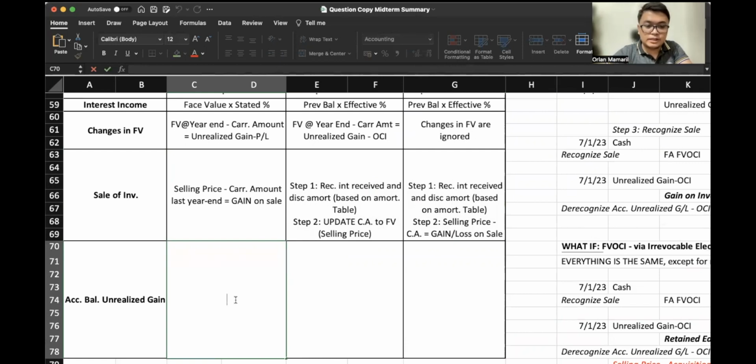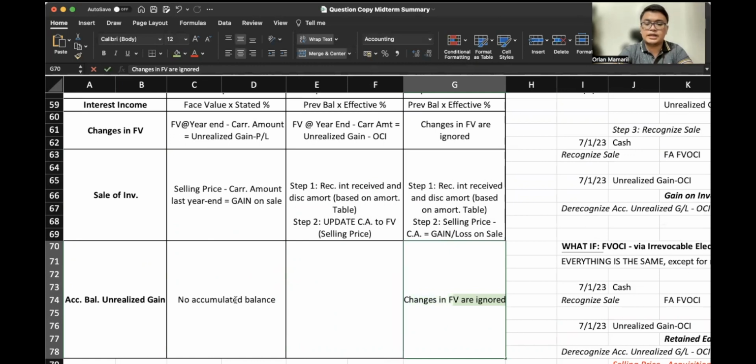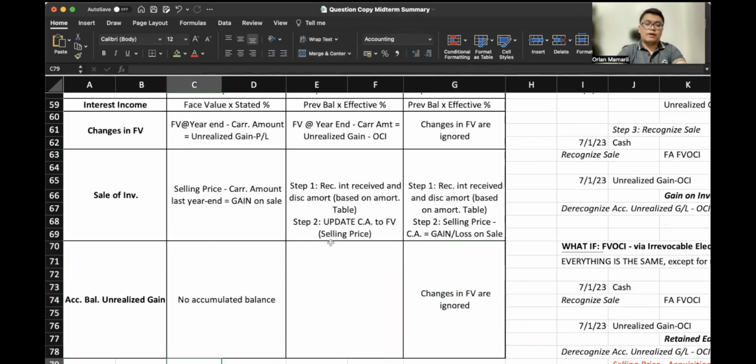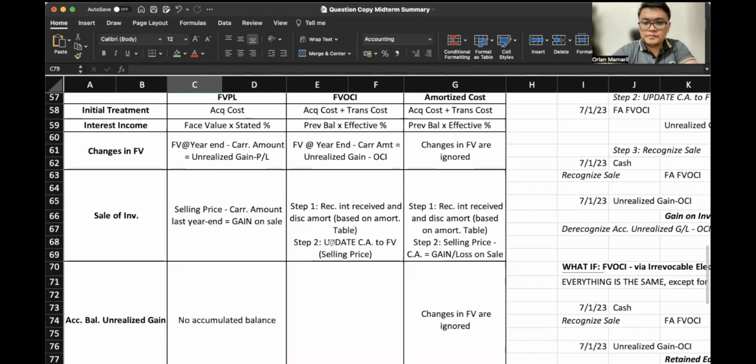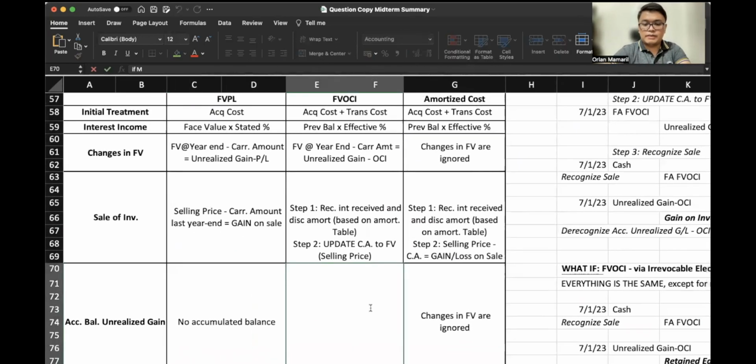Now, regarding the accumulated balance of unrealized gain, for both FVPL and the amortized cost, it's simple, right? There's no accumulated balance, so therefore there's no issue. For amortized cost, changes, once again, in fair value are ignored. However, for your FVOCI, there is a difference, right? If it is mandatory, sale minus acquisition cost would be equal to the gain. Debit unrealized gain, OCI. Remember this? You credited gain on investment.